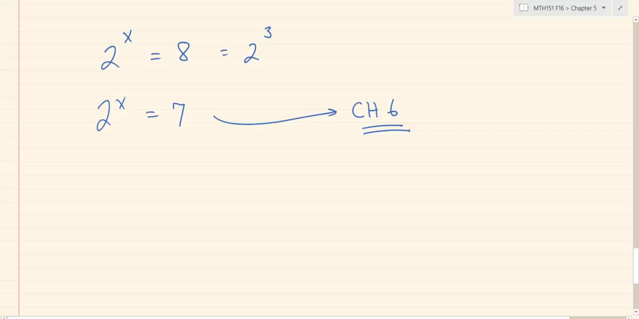So what we're showing you right now are problems that are rigged. They're nice problems. You're going to be able to get a common base. So anticipate that. Anticipate the numbers having a common base.